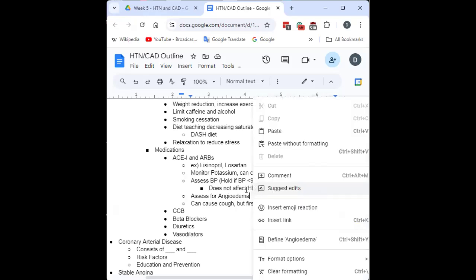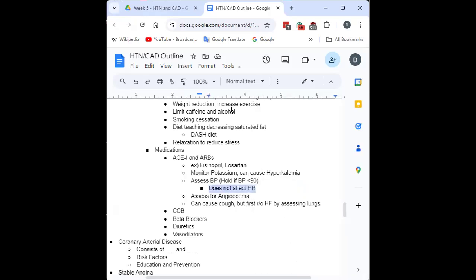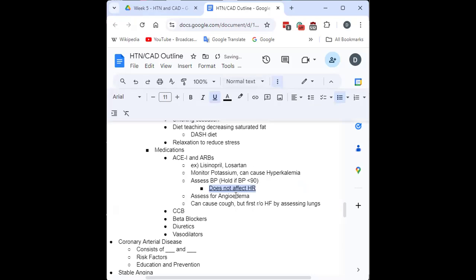But just keep in mind your ACE inhibitors do not affect your heart. So your key things here are going to be your blood pressure and your potassium. And once you actually give it, you're looking out for angioedema. It can cause a nagging cough, but first things first is rule out heart failure by assessing lungs. Maybe it's not the lisinopril causing the cough. Maybe it's pulmonary congestion, pulmonary edema, one of those things. So assess blood pressure and monitor your potassium. Those are your key things with your ACE inhibitors and ARBs.